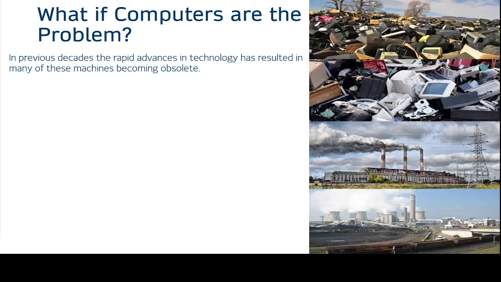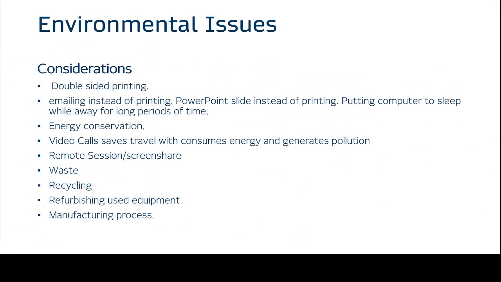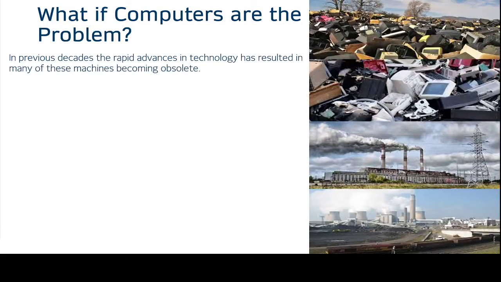So those are some good examples of how the use of IT can help improve the environment, and I think that's where everyone's minds go to straight away. But it's also worth thinking about, what if computers are the problem? What if they cause environmental issues themselves? In previous decades, rapid advances in technology have resulted in many of these machines becoming obsolete quite quickly. So this is planned obsolescence. This is when obsolescence is planned into the design of certain IT equipment.